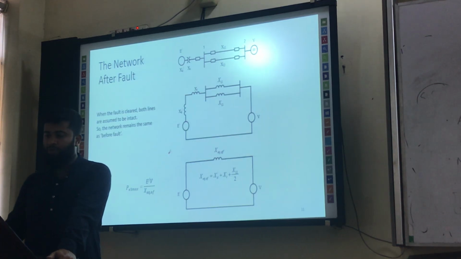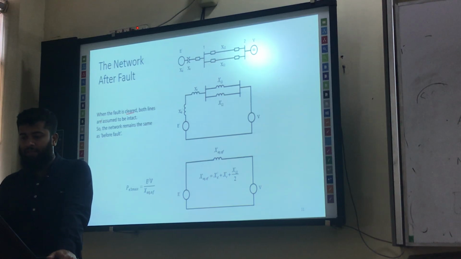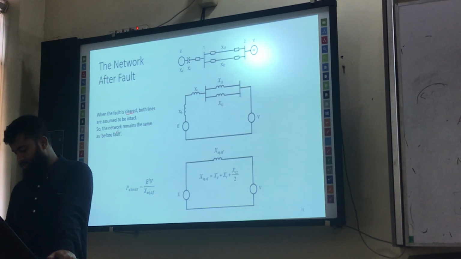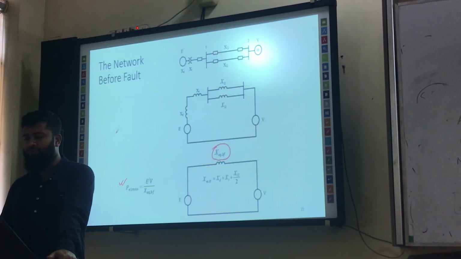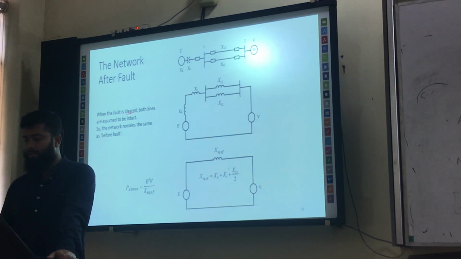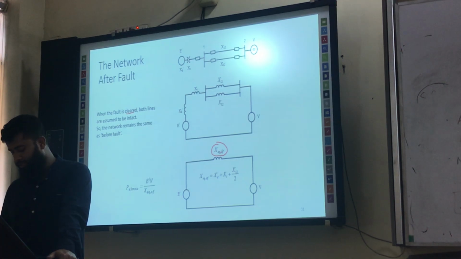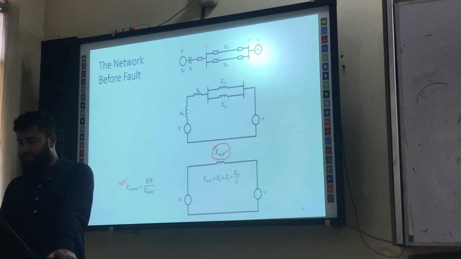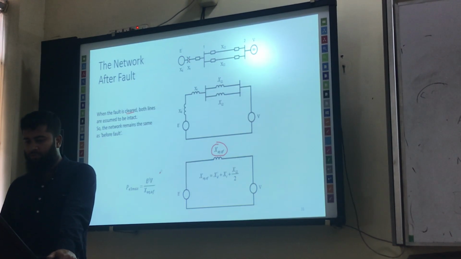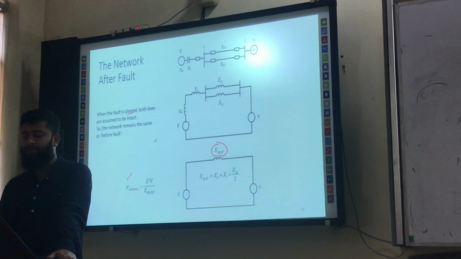Then the network after fault. So when the fault is clear, both lines are assumed to be intact. So the network remains the same as before fault. So this case is exactly same as the before fault case. And here you can see the X equivalent of the transfer reactance for the after fault condition and the before fault are exactly same. These two are exactly same. And that's why this P1 max and P3 max will also be the same. Same thing, same power, same transfer reactance.